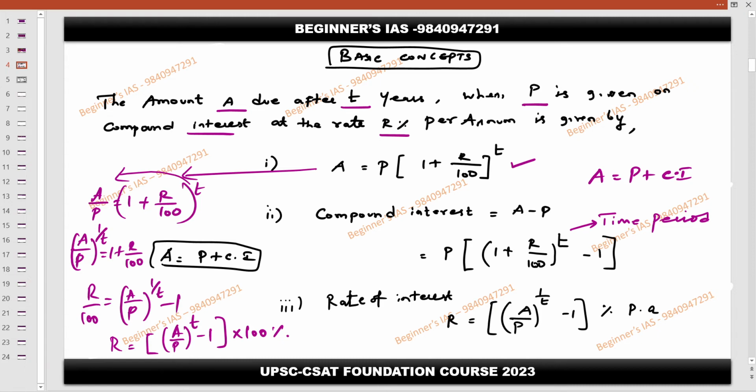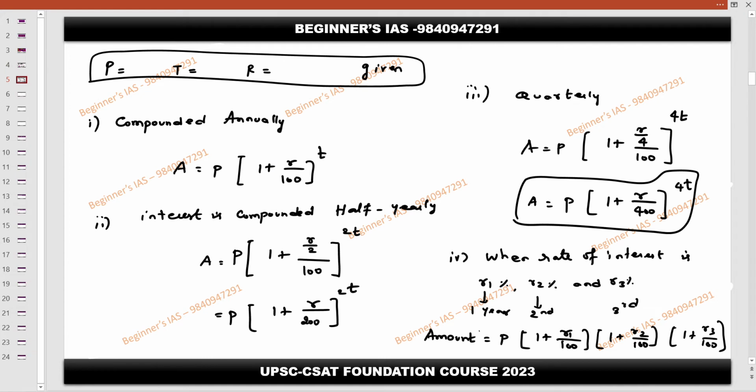Now some other topics are there. They will provide you the principal, then the duration, then the rate of interest. Suppose the question deals with interest compounded annually, then you can use this formula.